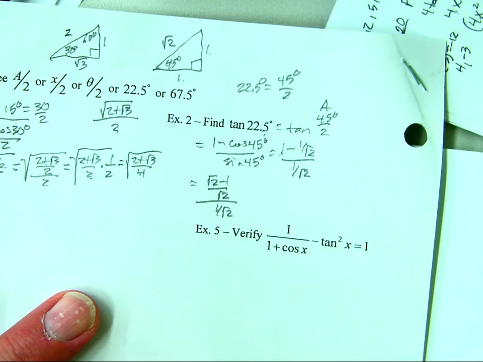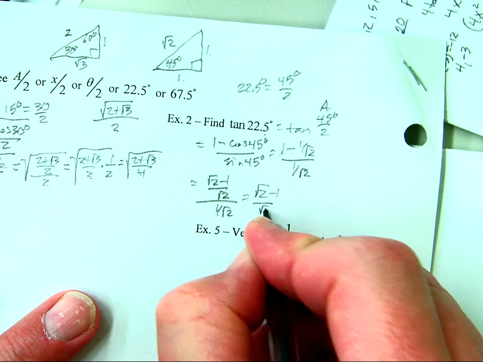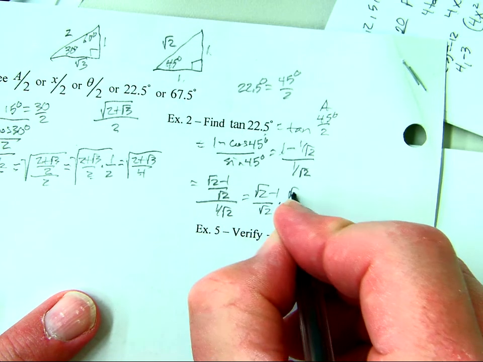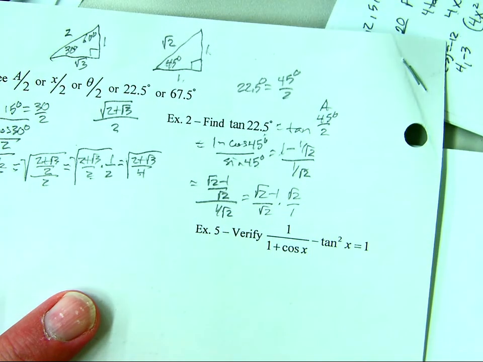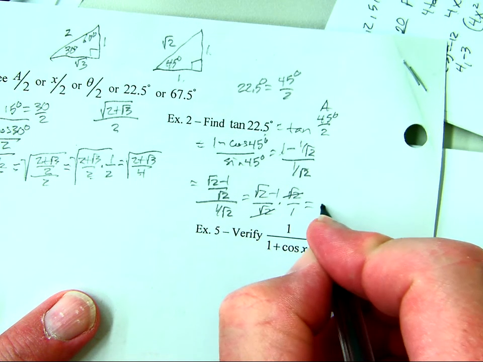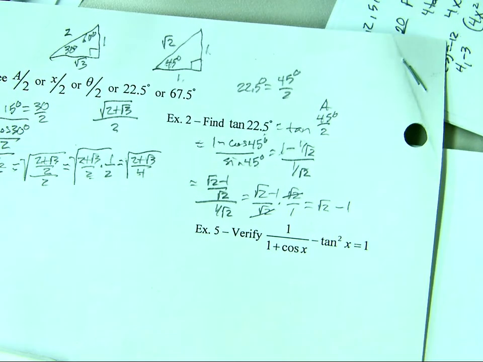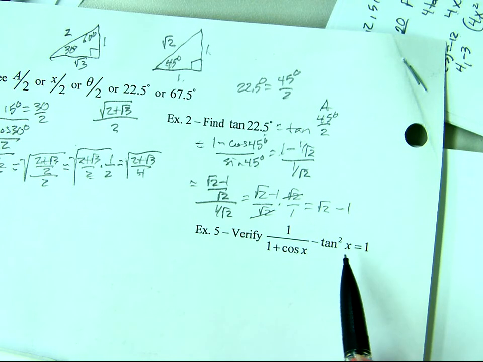So it looks like that. Well, now when we take the top times the reciprocal of the bottom, we can divide top and bottom by radical 2, and we end up with radical 2 minus 1. And this is one of those where, if you use one of the other two identities for tangent, your answer might look completely different from this. It doesn't mean it's wrong. It just looks different. It's actually the same thing. Okay?